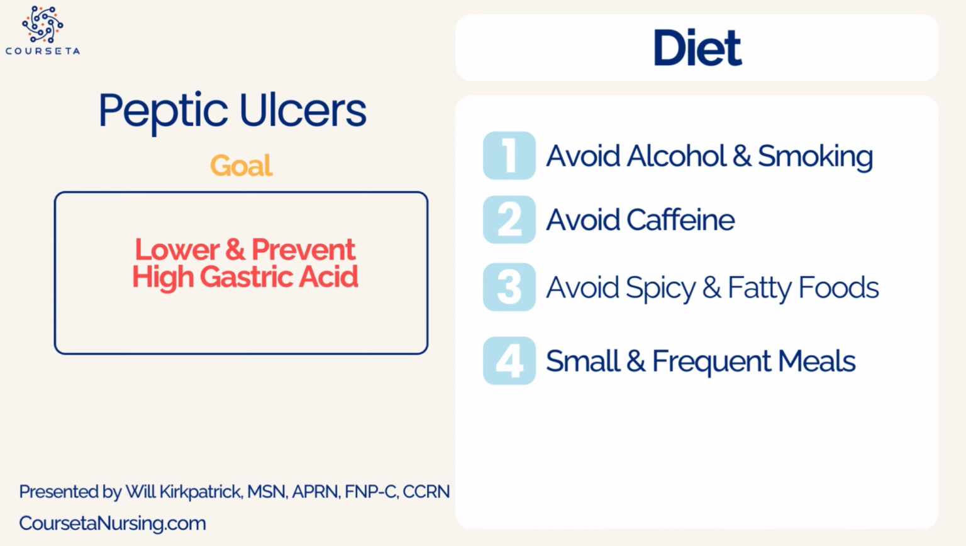Now, if this patient has an active GI ulcer, so an active peptic ulcer, we need to do a few things. Number one is prevention. We want to avoid smoking, alcohol, anything that could potentially irritate that gastrointestinal lining. We also want to avoid caffeine because that can also increase your gastrin production. So anything that can increase gastrin production, we want to avoid. Foods, spicy and fatty foods should be avoided.